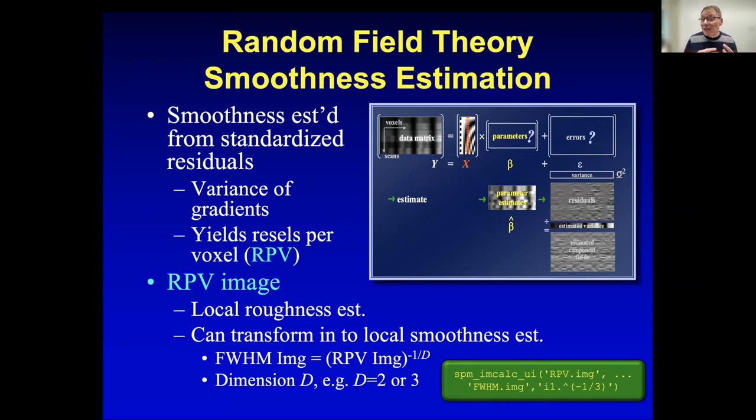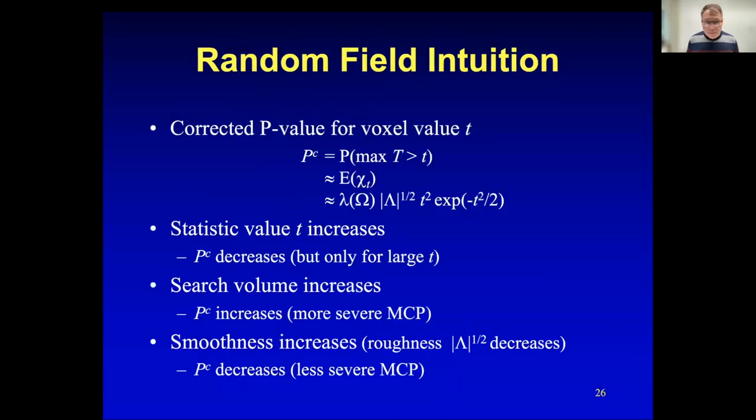So if there's anything goofy going on in your results, you can actually make an image of FWHM smoothness and see what that looks like. In general, for fMRI, it's pretty homogeneous. In VBM, there tends to be a lot of variation in the smoothness of the data.